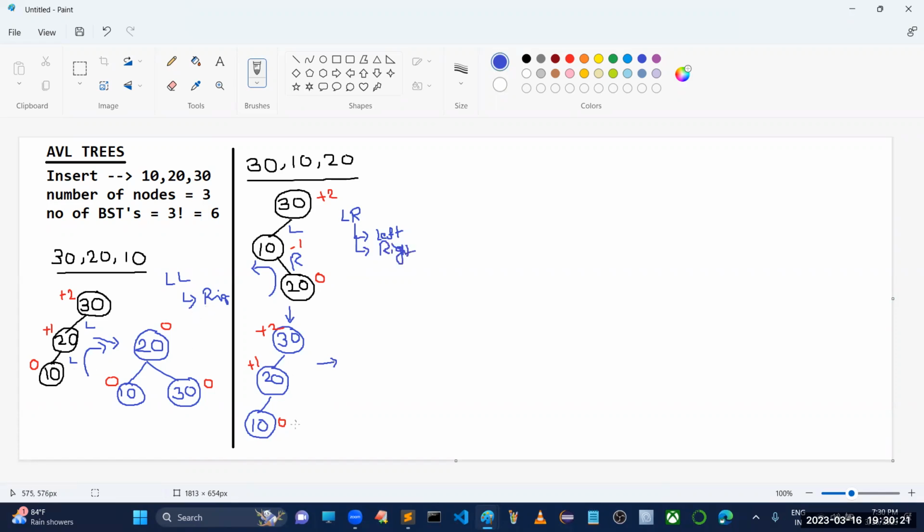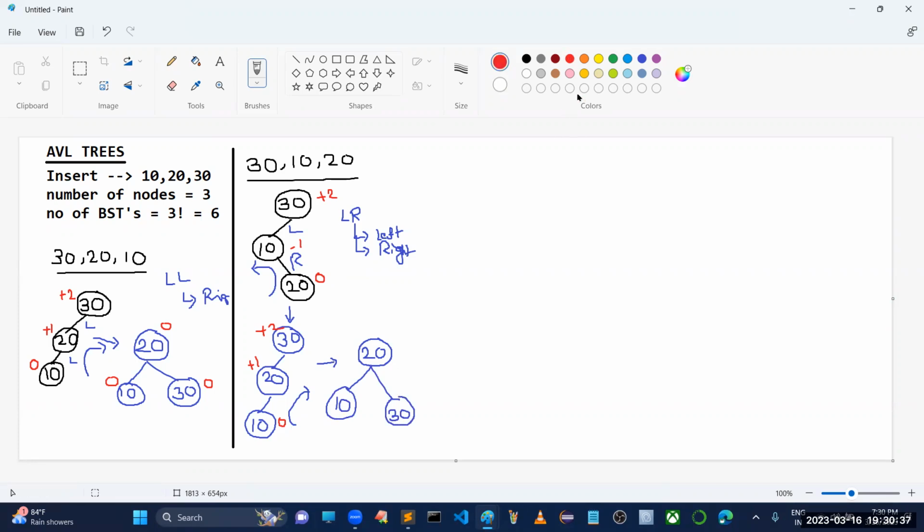So this is the same tree, right? Right rotation we have to do. So 20 will become the root node. So 10 will become the left subtree for this and 30 will become the right subtree for this. Like this we have to take.